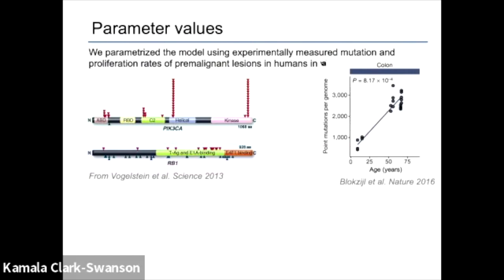And for that, we used this estimate from Hans Clevers's group in 2016, where they took healthy stem cells from patients of different ages, expanded them into organoids, and counted the mutations. They found that on average 40 mutations per year accrue in healthy stem cells of the colon in the entire genome. So we used that as our mutation rate.